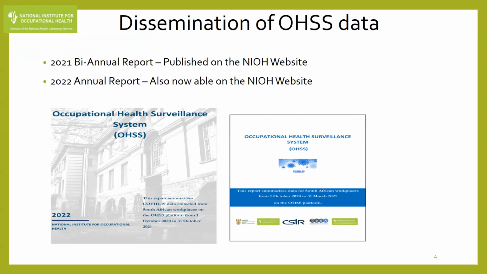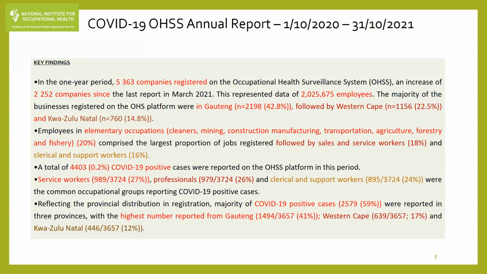I will urge all the workplaces to just read the report and see what we do with their data. So we had the annual report, which was released in March 2021. And then we have the annual report which covers the data up to the end of October, which is now on the NIH website, which also shows the key findings in terms of COVID-19 data. So these were the key findings, just to summarize it for you.